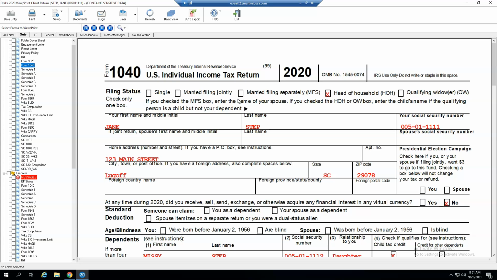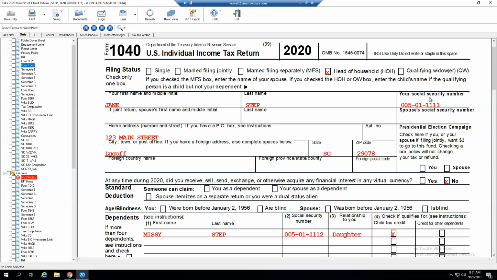There are some exceptions where, in the case of a separation or divorce, a married person can file head of household. Seek the advice of your tax professional to determine if you qualify for that, okay? Single is just that, single. You're not married, it's just you. And then qualifying widower is for someone whose spouse has passed away. The year that the spouse passes away, they may file jointly or separately, whatever their choice is there. The following year, they'll file as a qualifying widower.